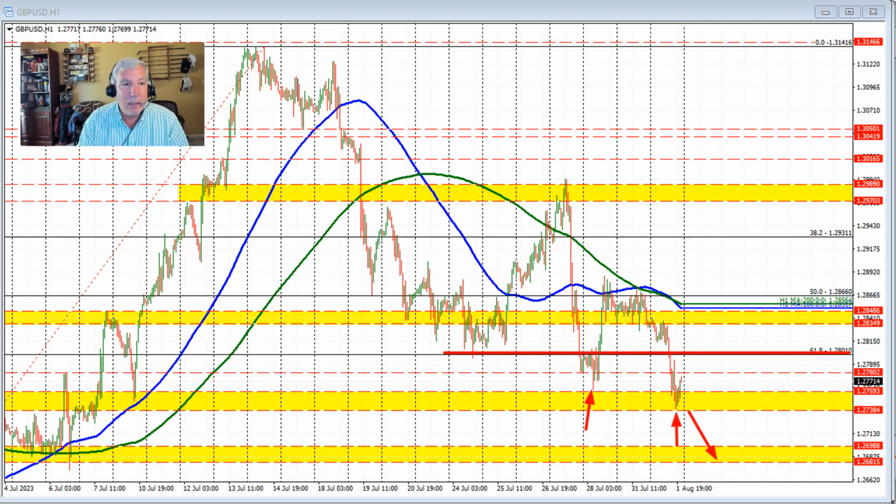Get above that level, and traders would start to look toward this swing area and also the declining 100 and 200-hour moving averages, which are nearly converged at 128.56 and moving lower. So that would be the targets on the upside. Get above the 61.8, move toward the 100, 200. Get below the 127.38 level and look toward 126.81 to 126.98 on the downside.